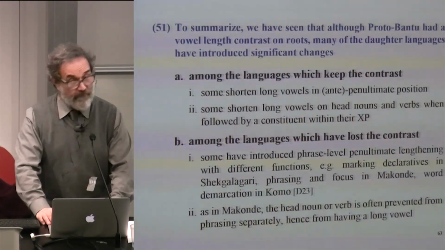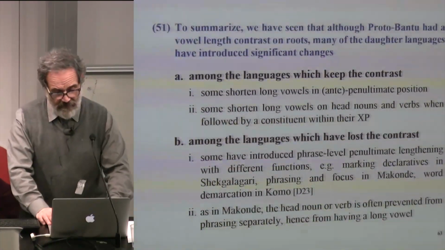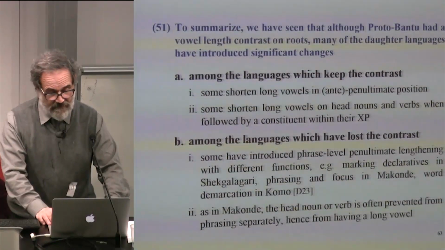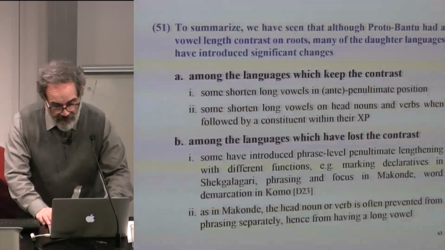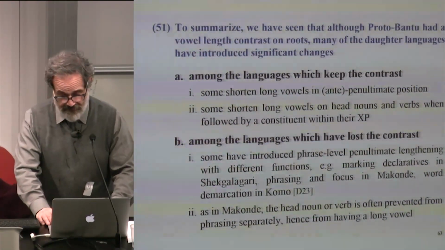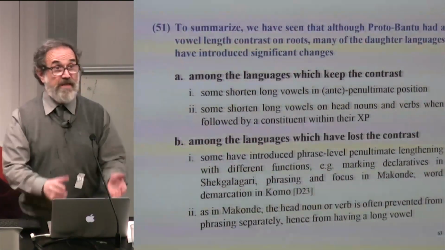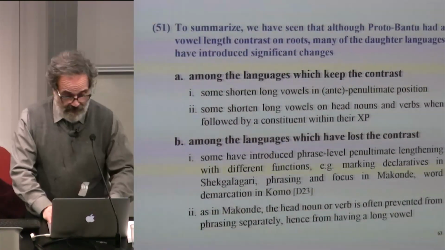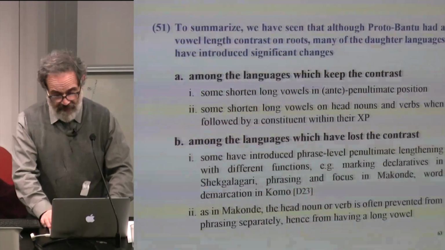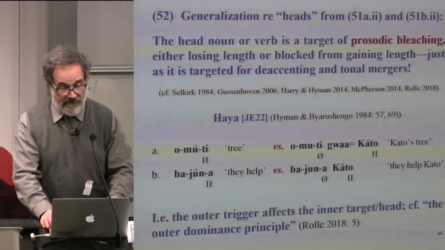Among the languages which have lost the contrast, some have introduced phrase-level penultimate lengthening with different functions, marking declaratives in Sheikh al-Akhari, phrasing and focus in Makonde. I remember that case of the focus difference, and then word demarcation in that one language, Como. As in Makonde, the head noun or verb is often prevented from phrasing separately, hence from having a long vowel.